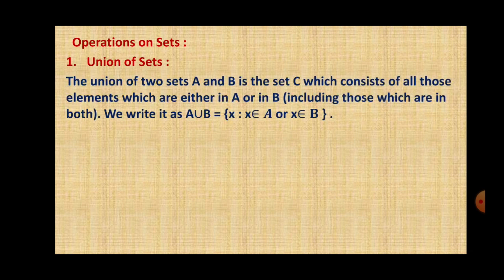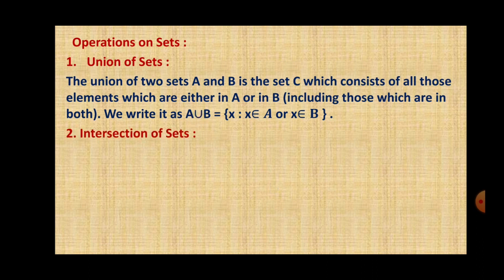The next concept is operations on sets. First one, union of sets. The union of two sets A and B is a set C which consists of all those elements which are either in A or in B, including those which are in both. We write it as A union B equal to {x : x belongs to A or x belongs to B}. So the union of A and B means combining the elements of A and B. So non-repeated elements you take from A and B.